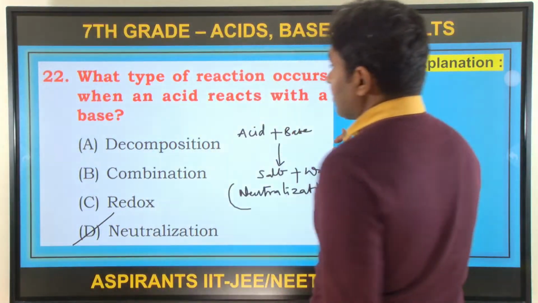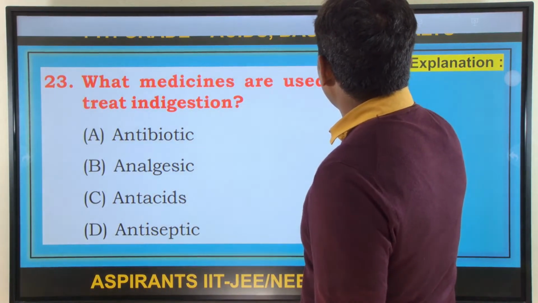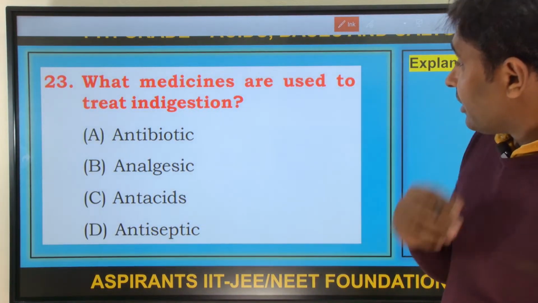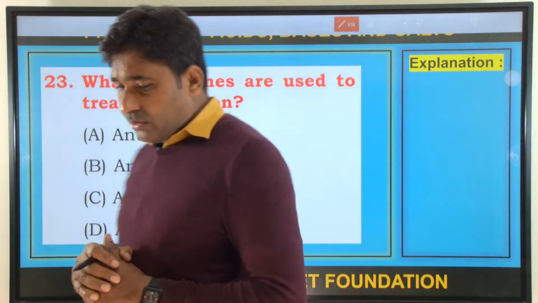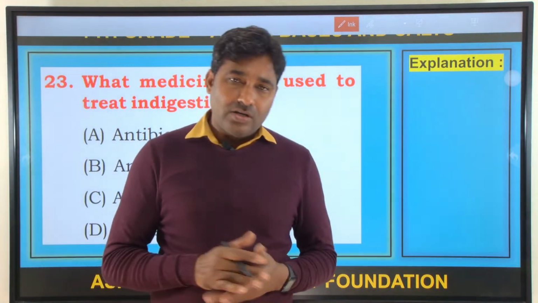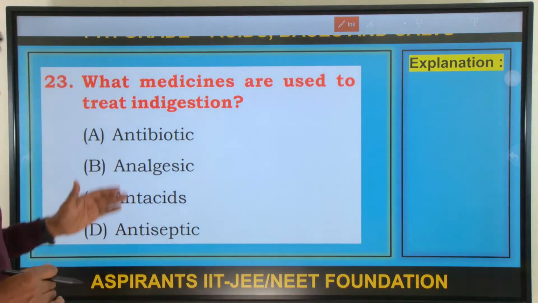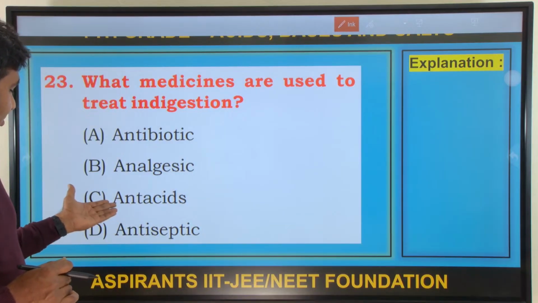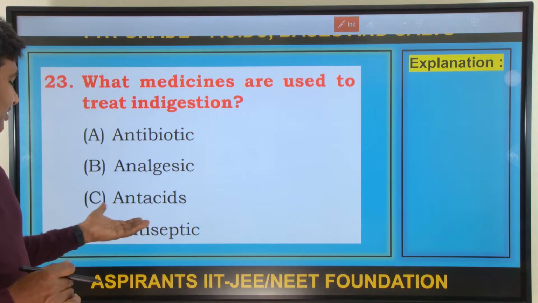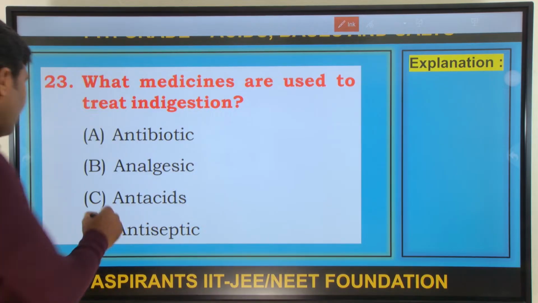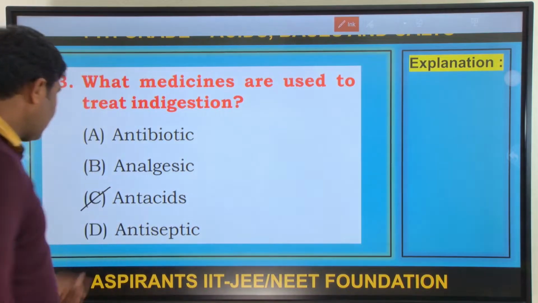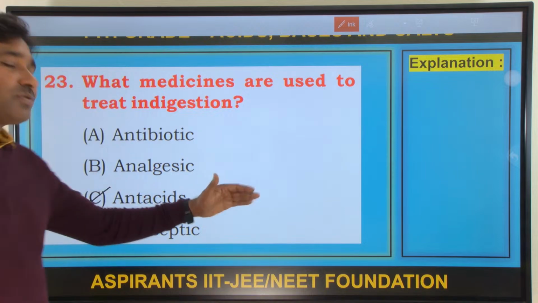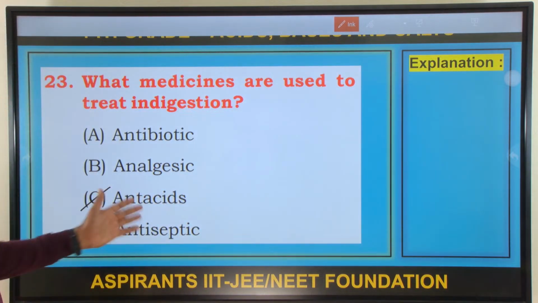Now we go to the next slide. What medicines are used to treat indigestion? What are they called? Generally, antibiotics are used against bacterial diseases, and antacids are used to fight against what? Acids, used to neutralize the acids. So our answer is option C. Within the name itself we get the meaning: antacids means anti to the acids, and they act against the acids. Generally, bases are the antacids.